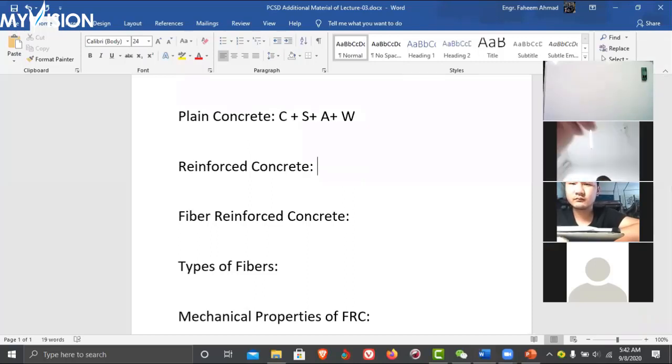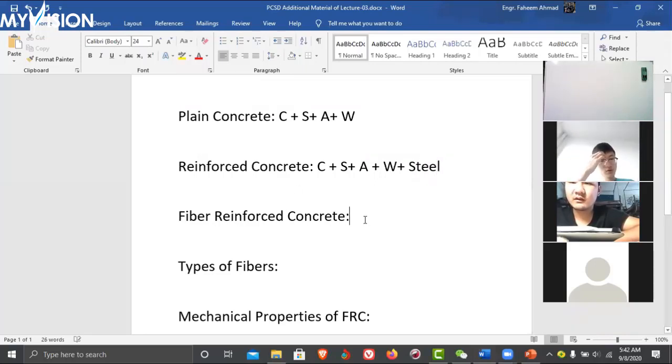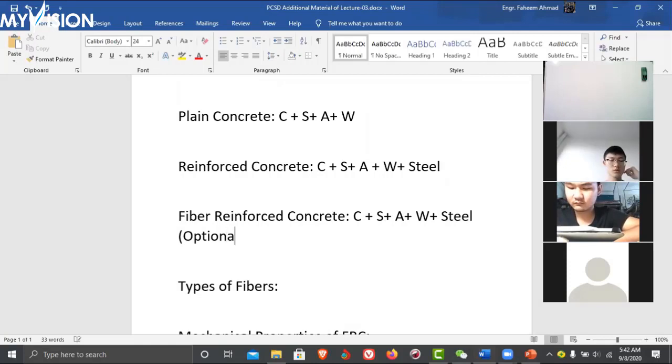And the reinforced concrete, the only one thing that we are going to add is cement, sand, aggregate, water, plus only one additional thing, that is steel. But in this third case, cement, sand, aggregate, water, steel is optional. Sometimes we use it and sometimes we don't use. It depends on our requirement. And fibers.